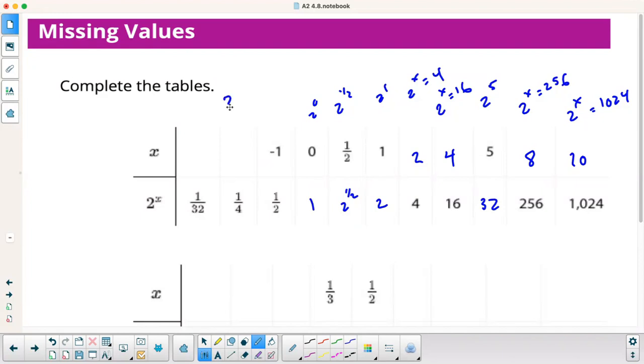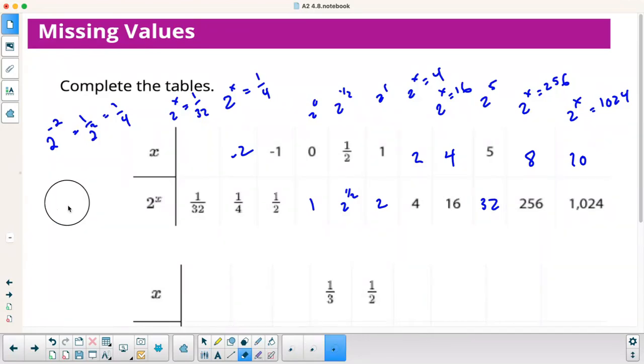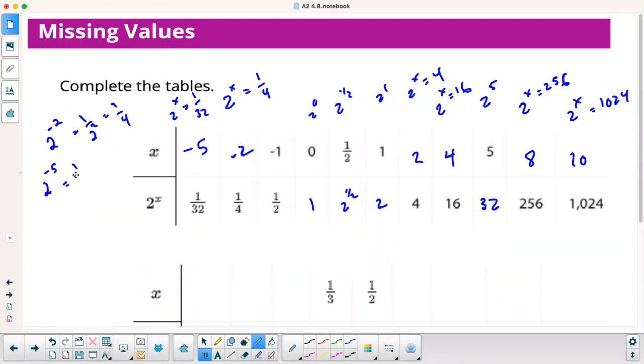Ooh, this one, 2 to what power equals 1/4? Well, it's going to be -2 because 2 to the -2 is 1 over 2 squared, which would be 1/4. And then this one here, 2 to what power equals 1 over 32? This is going to be -5. Kind of like the same thing here. It's 2 to the -5. Remember, a negative exponent flips it. 2 to the 5th is 32. So that's how I get the 1 out of 32.